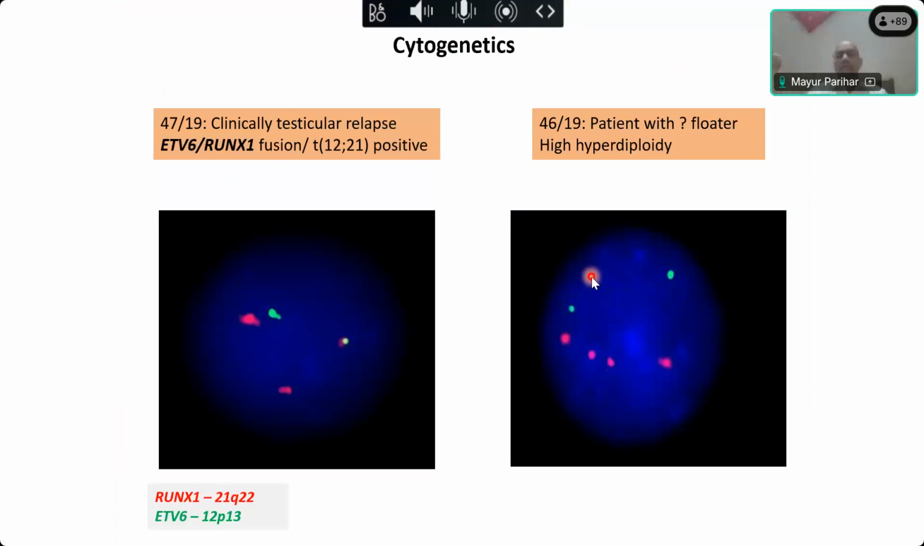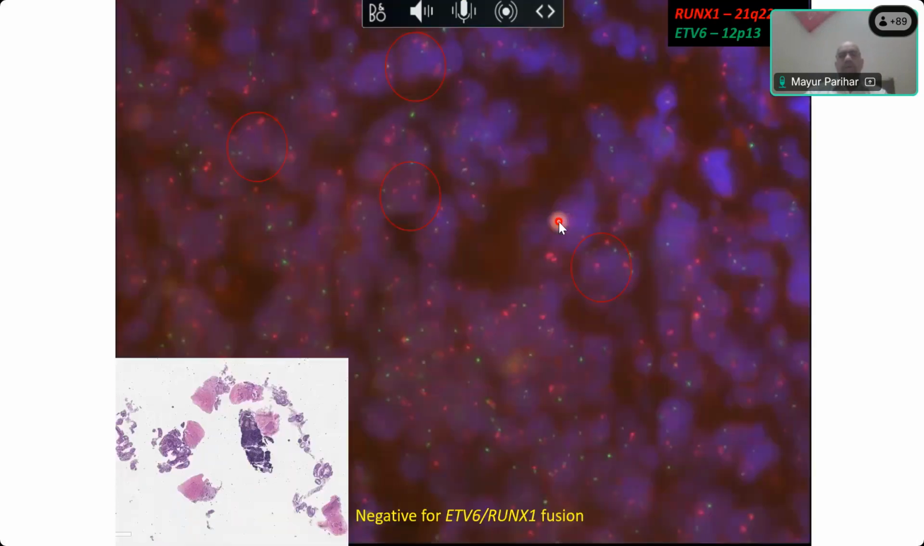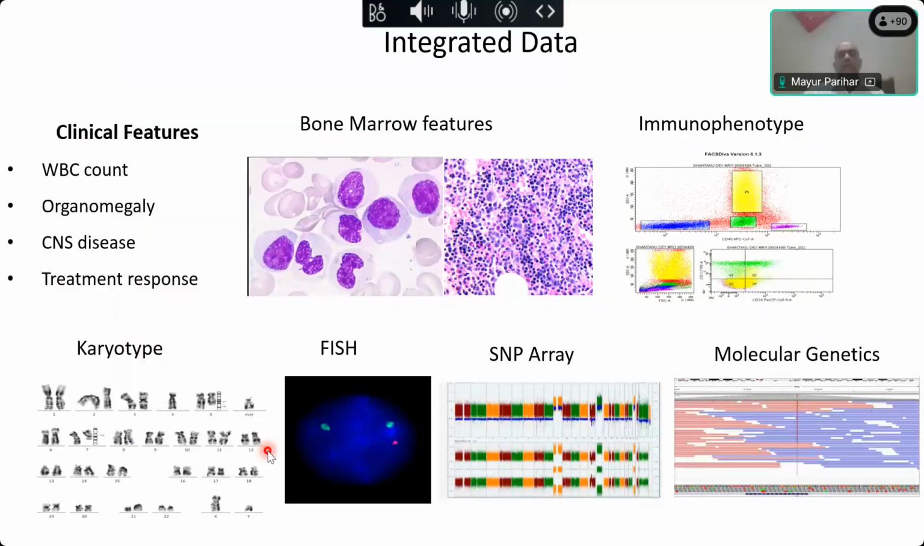As I said, you can use one single probe to identify both 12;21 as well as high hyperdiploidy. As you can see here, we applied the 12;21 probe on this patient that was positive, and the one with the suspected floater did not show fusion. What it showed was presence of 4 RUNX1 signals indicating it is a high hyperdiploid ALL. So this was not a floater, it was a true relapse, even though clinically the testicular palpation didn't have a strong suspicion of relapse. So you can use cytogenetics even to solve these kinds of troubles when you encounter them in your lab.